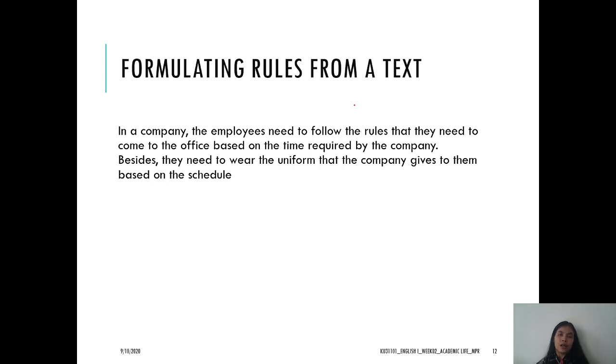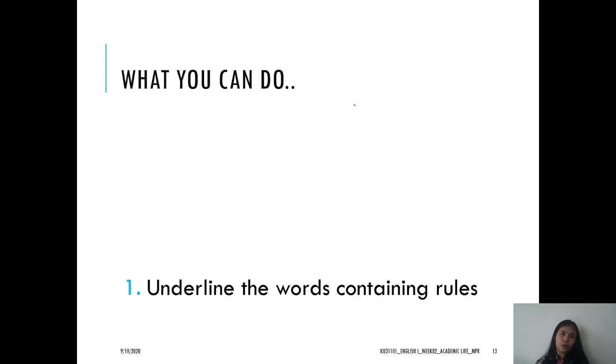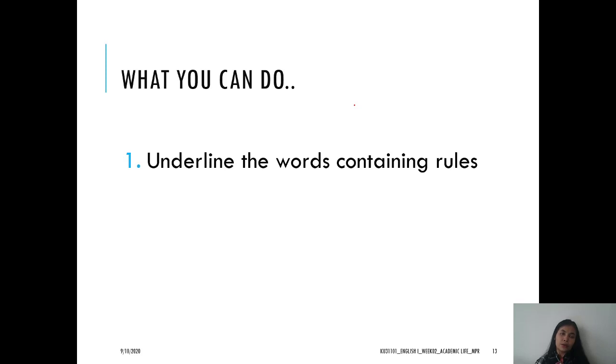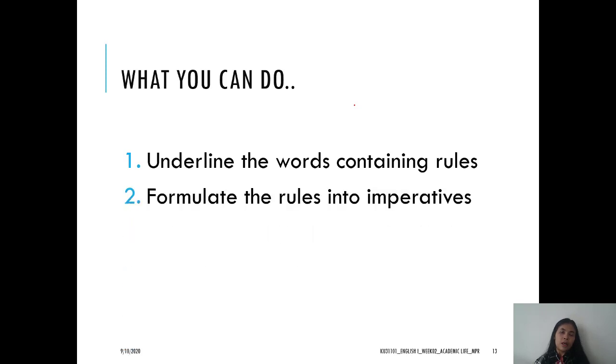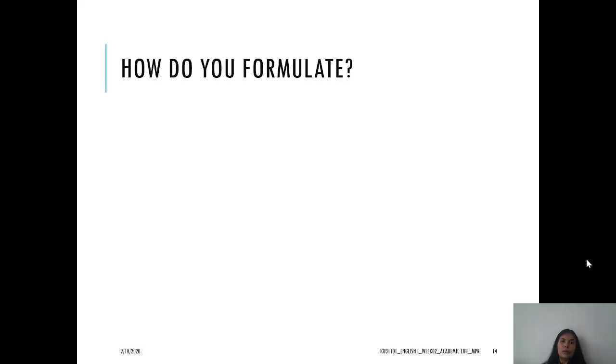After you finish identifying the rules from this text, what you can do first of all, you need to read it, of course. And then once you have read the text, you need to underline the words that you think contain the rule. And then after that, I want you to formulate the rules into imperative. Now, how would you formulate the rule according to the text?